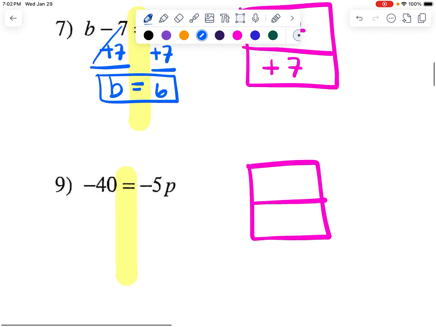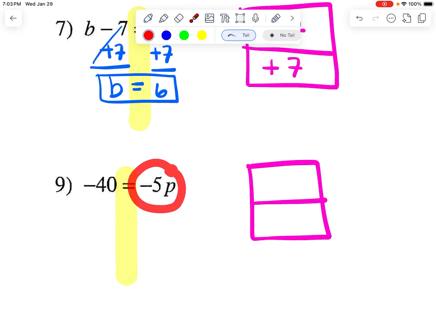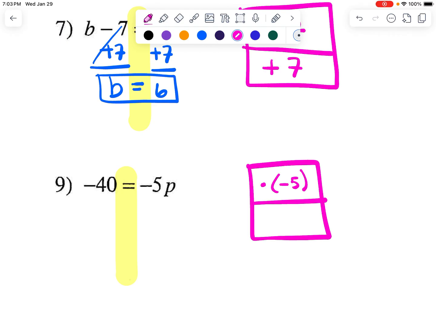All right, on 9, ask yourself this question. What's going on with P? Well, it's being multiplied by negative 5. So the opposite to undo would be to divide by negative 5. So you can divide the negative 5 on the right and on the left.